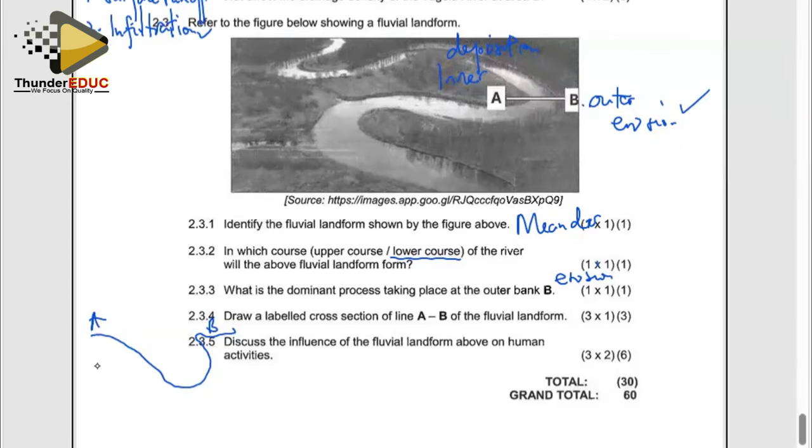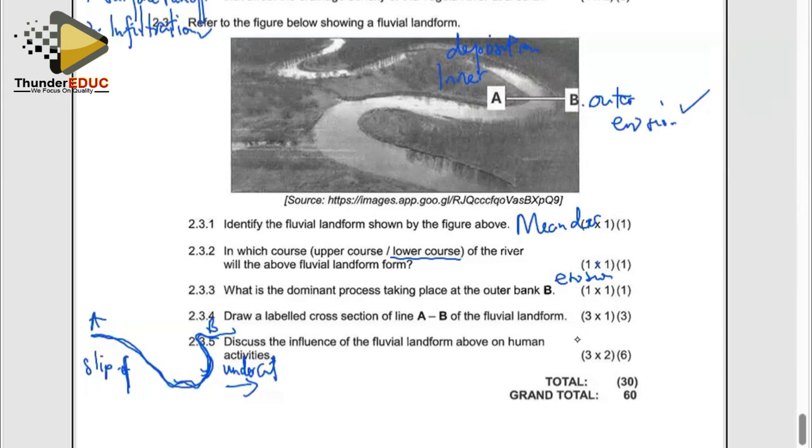Here we call this a slip-off slope, and this is called an undercut slope. So that is basically the shape of the river. It must be gentle from A, which is the slip-off slope, because of deposition, and it must be very steep because of undercutting. That is why the meander will migrate. It will migrate in this direction because there is erosion taking place here, and this river channel will keep on migrating in that direction.